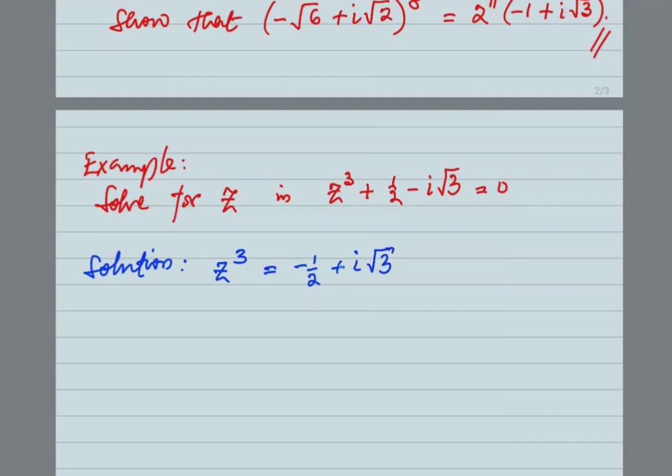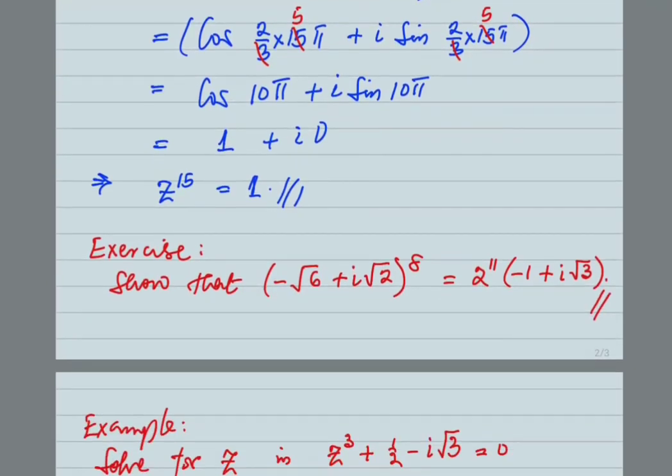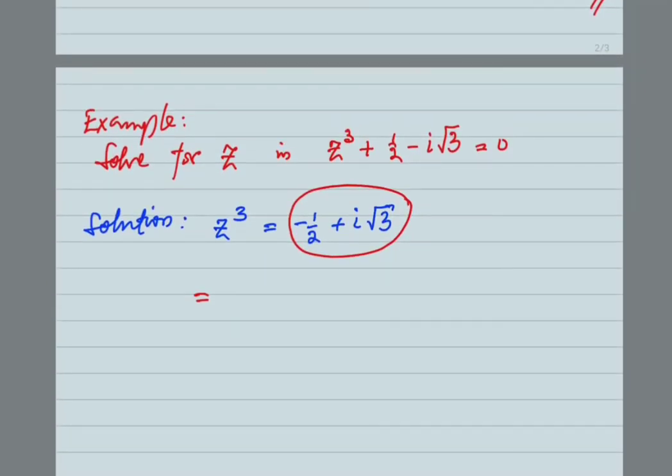So what we first of all do is to express this one in polar form. So if you do that, we have done that one here. So the polar form of minus half plus i root 3 is cos 2 over 3 pi plus i sine 2 over 3 pi. So that is the polar form of this.